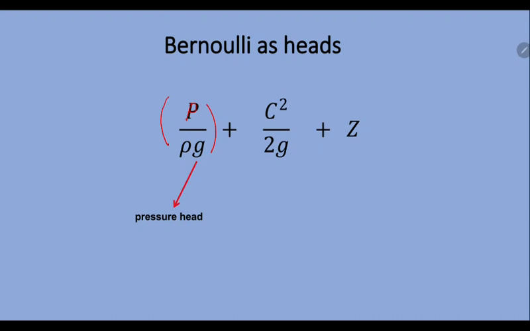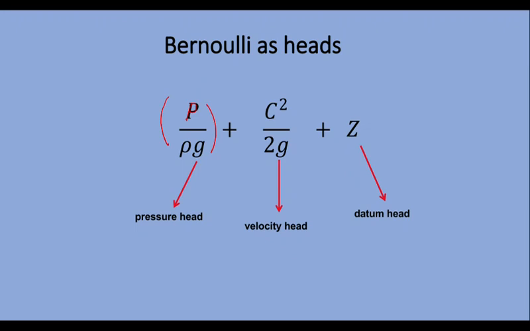And since we have the velocity here, what do you think this will be called? Very good. This is called the velocity head, c square by 2g. And this is just the height or the datum. So what do you think this will be called? Fantastic, the datum head. Bravo, bravo.